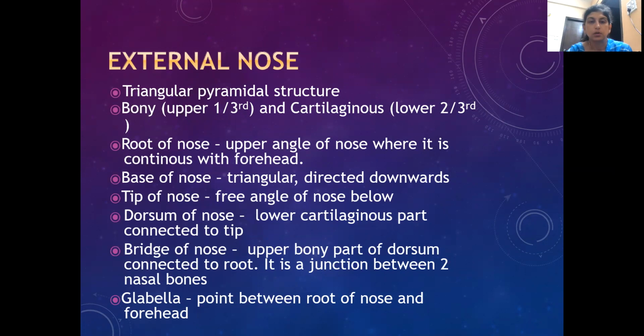Dorsum of the nose, which is formed by the lower cartilaginous part which is connected to tip. The bridge of nose, the upper bony part of dorsum connected to the root. It is the junction between the two nasal bones, and glabella is a point between root of the nose and forehead.